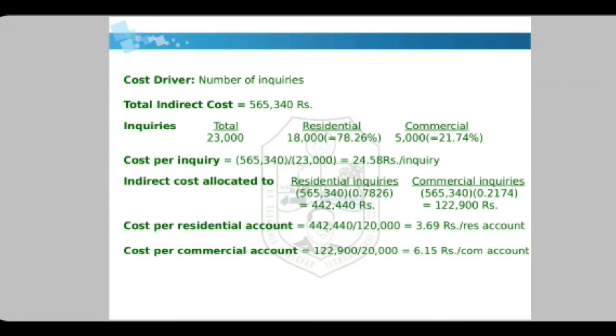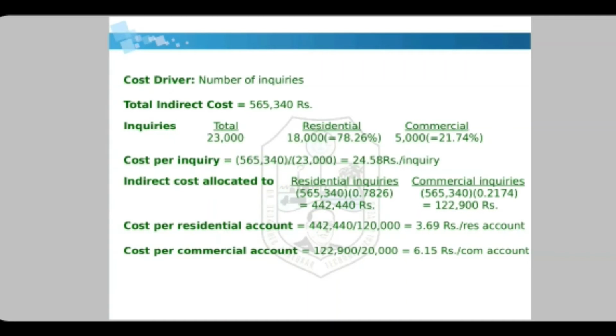residential inquiries, that is 18,000. 78.26% of 23,000, that is 18,000. So the remaining will be the commercial, that is 21.74% of 23,000, which is 5,000. Now cost per inquiry will be total cost divided by total number of inquiries. So total cost is 565,340, which is given, divided by total number of inquiries 23,000, which is also given. So the cost per inquiry will be 24.58 rupees per inquiry.